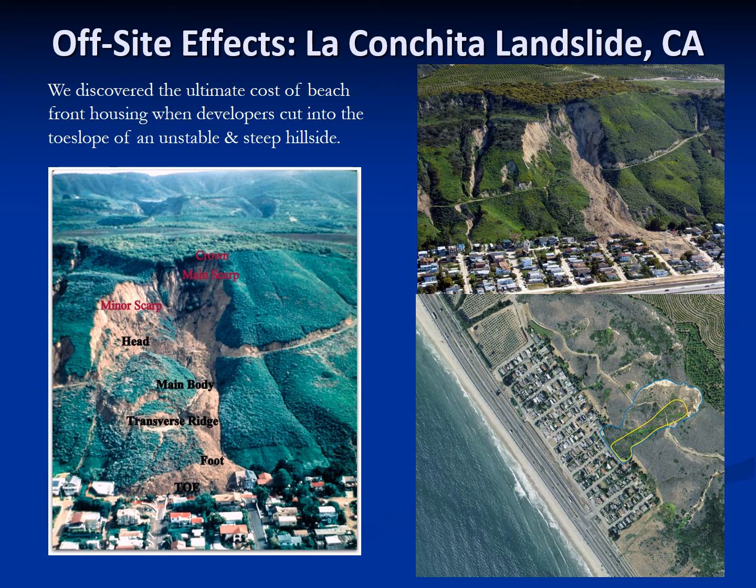In the Laguna Beach landslide in California, we discovered the ultimate cost of beachfront housing when developers cut into the toe slope of an unstable and steep hillside. Essentially, they cut the foot off of the mountain, and in order for the mountain to stabilize itself, this giant mass moved down to become the new toe slope. However, there were houses there, and it happened in the middle of the night, and many people were killed. So this is a great example of why we want to make sure that we understand how soil works, how the stability of a slope works, before we start engineering our own way through it, because Mother Nature will always win.